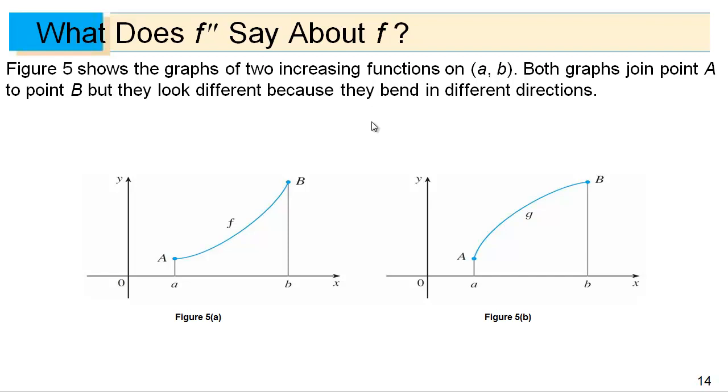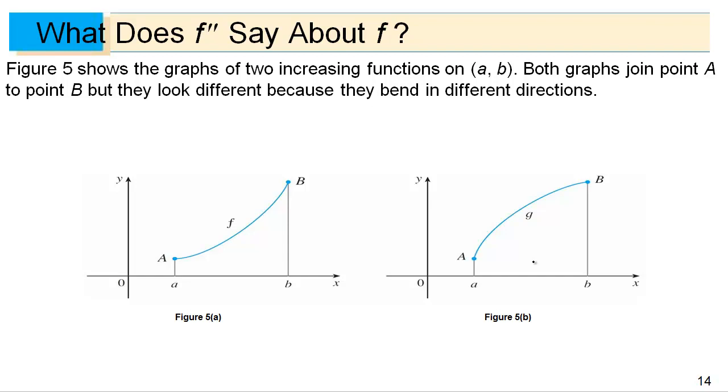But the one on the left is concave up. The one on the right is concave down. If you've never heard these phrases concave up and concave down, can you see how this looks like a cave, right? And the cave is facing up. Here's your cave, your cavity, and it's facing down. So there's concave up and concave down.